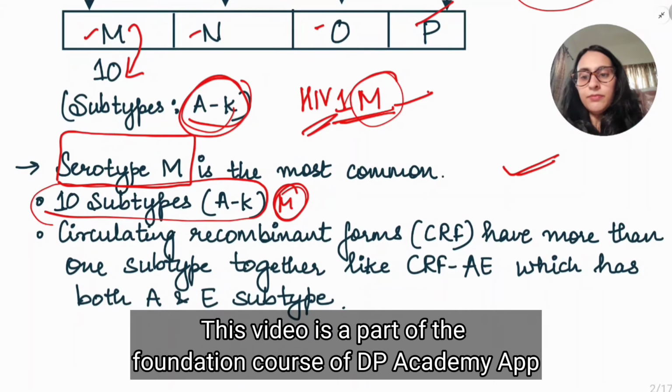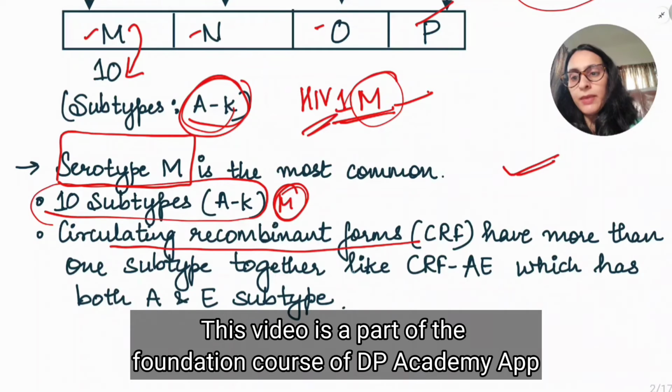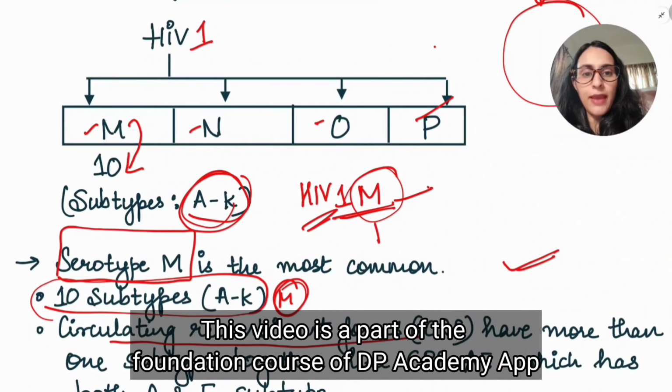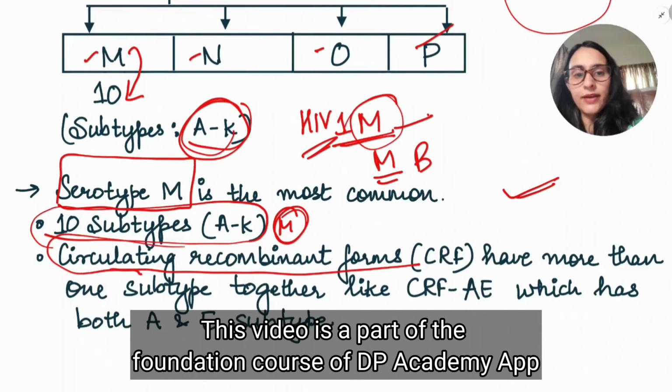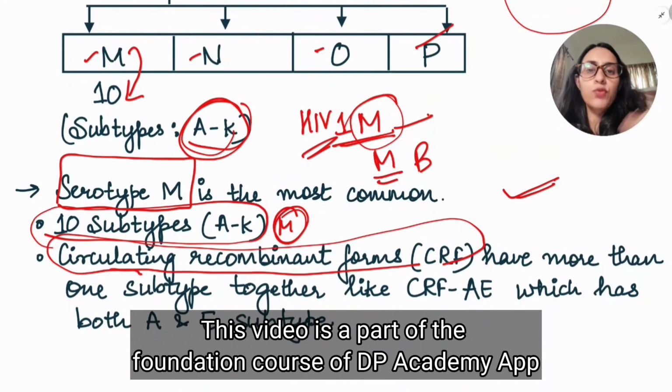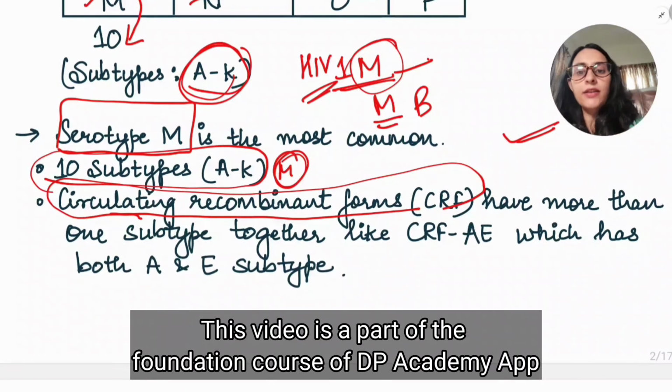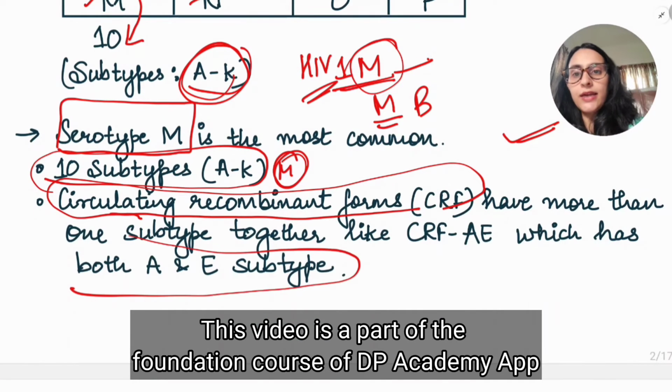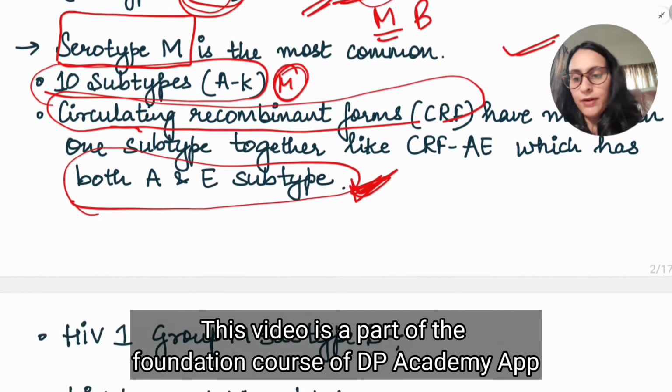Then in some, what happens? There are circulating recombinant forms. That means in the same virus, we can have two serotypes. For example, there can be serotype A and serotype B together. So two serotypes occurring in the same virus is known as circulating recombinant forms, which can have more than one serotype together, and the most common being both A and E types together.